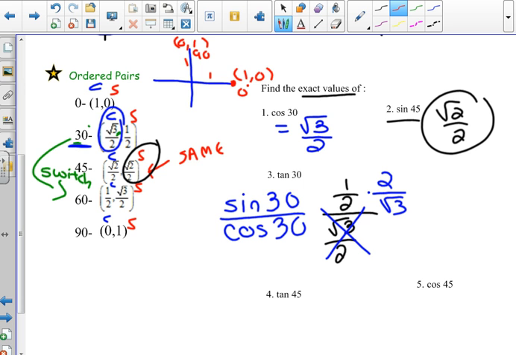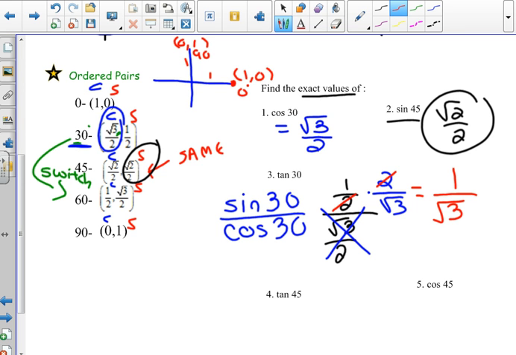If you took this and you flipped it, yeah, cross the 2s out. One's on the top, one's on the bottom. It makes it a little bit easier with our math. So what we're left with is 1 over radical 3. Can we leave a radical on the bottom? No, it's really bad.